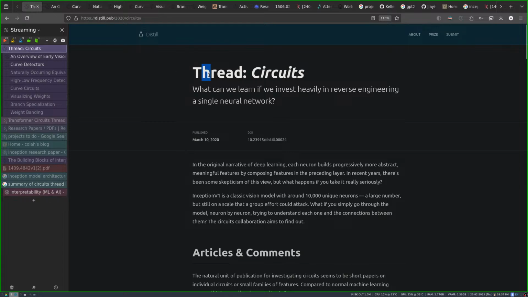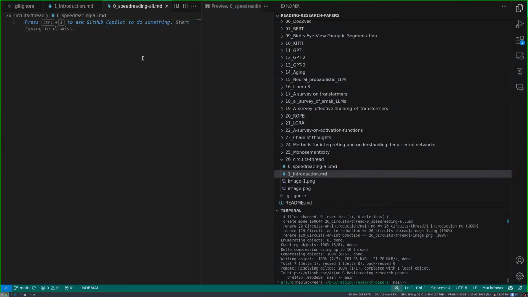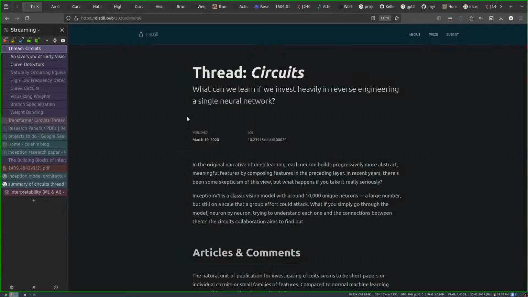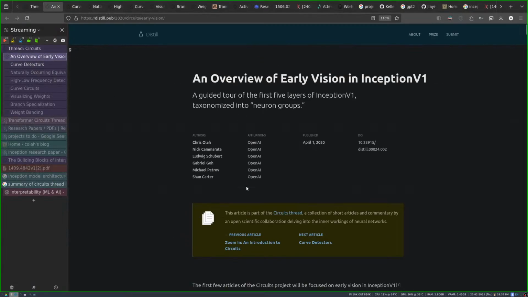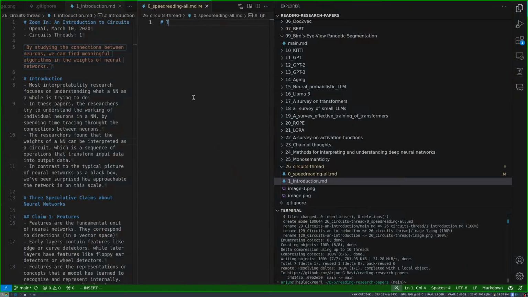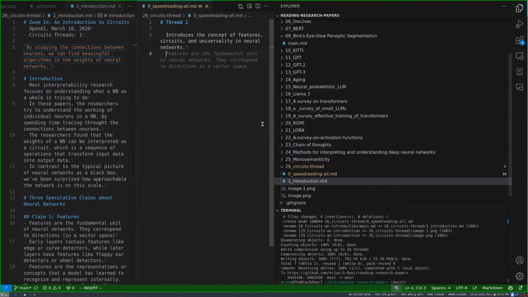So this is Circuit Thread from Distill. We read the first part, right? This is a summary. I'll just start with thread one, which introduces the concept of features, circuits, and universality in neural networks. That's true.